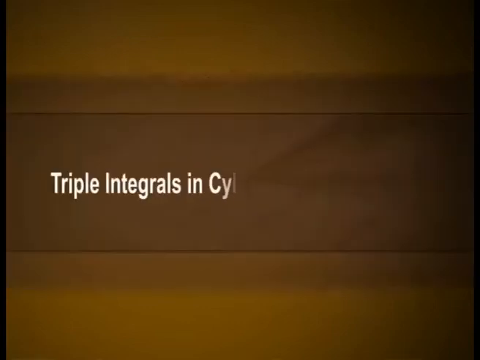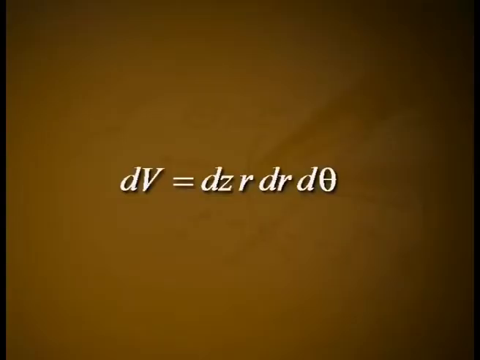Triple integrals in cylindrical coordinates. For the evaluation of triple integrals, when a calculation involves a cylinder, we can often simplify our work by using cylindrical coordinates. The volume element for subdividing a region in space with cylindrical coordinates is dV = dz r dr dθ. Triple integrals in cylindrical coordinates are then evaluated as iterated integrals as in the following example.